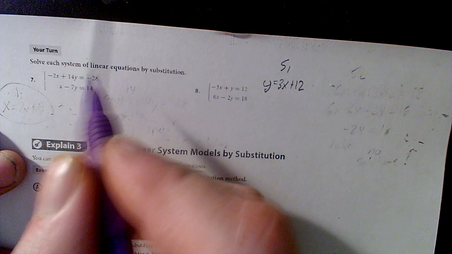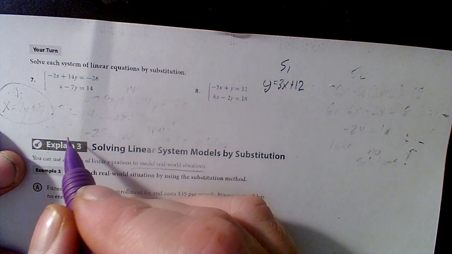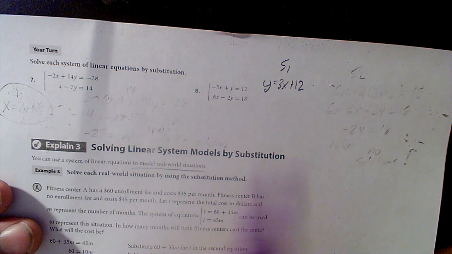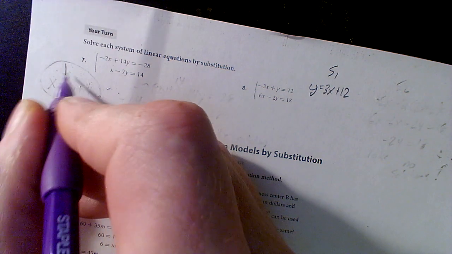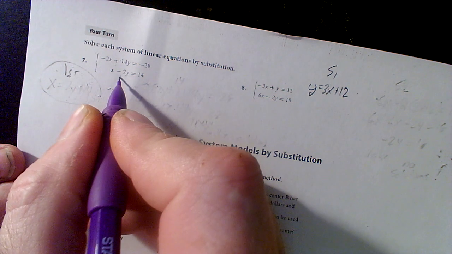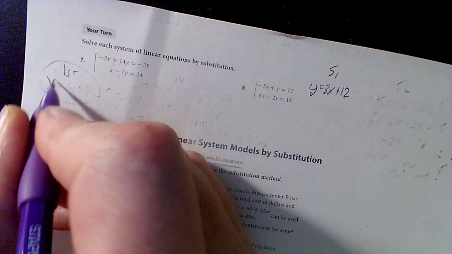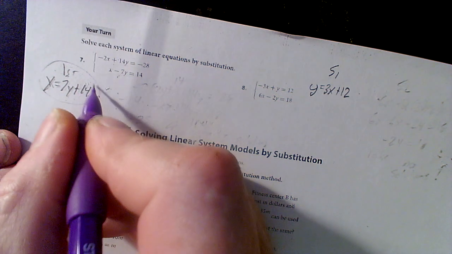On the last video, we talked about many or no solutions based on when you're done, all the variables are gone, and it's true or not true. And we're probably going to see one of each right here. So my first step would be to solve one of these for a variable. This one's really easy to solve for x. So I add 7y. I got x equals 7y plus 14.